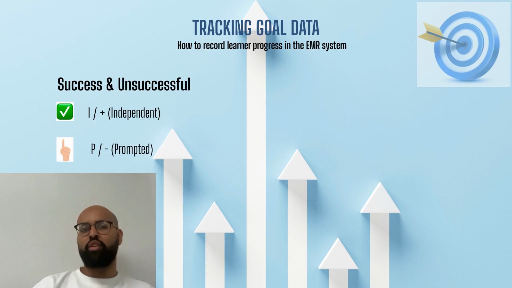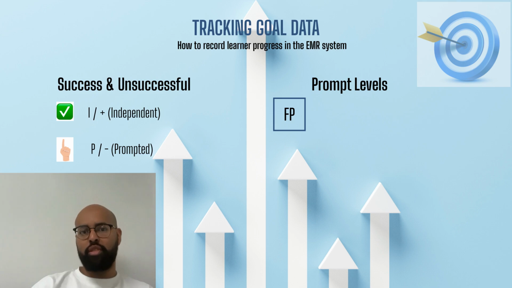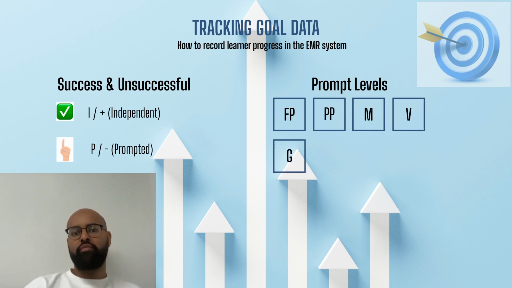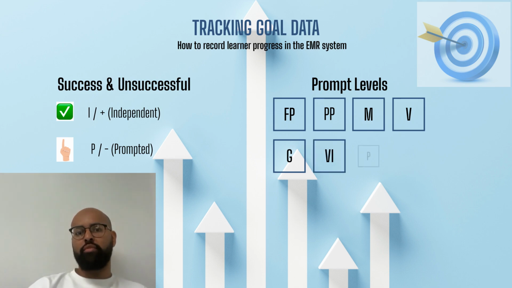In some cases, you may also need to record the prompt level used. This shows the type of assistance given to the learner during teaching or error correction. Here are the prompt levels you may see. FP for full physical, PP for partial physical, M for model, V for verbal, G for gesture, VI for visual, P for positional, and C for choice prompt. So for example, if you use a full physical prompt during error correction teaching, you would mark it as FP in the EMR system.